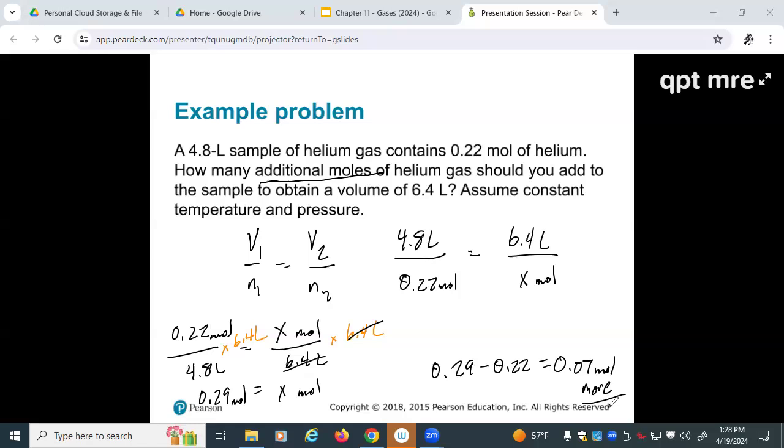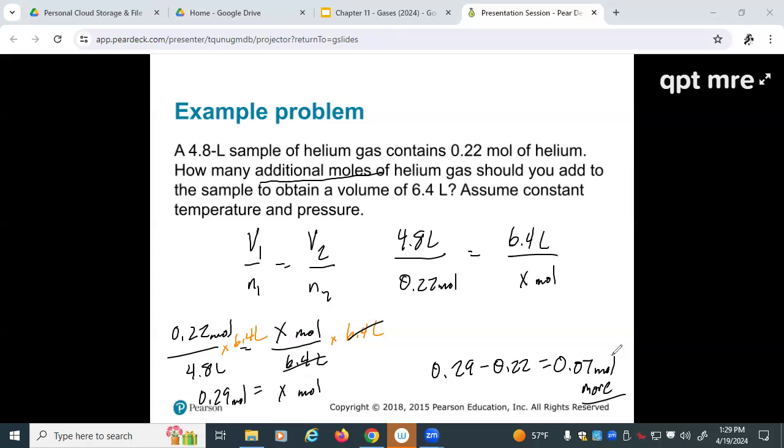But it makes the math a whole lot easier because if you divided each side by 6.4, you would have ended up with 1 over x instead of x, and you would have ended up with an answer that didn't make as much sense. Whatever the reciprocal of 0.29 is, 3.41. And that wouldn't have made any sense. You would have typed that into Mastering or whatever, and it would have been way off.